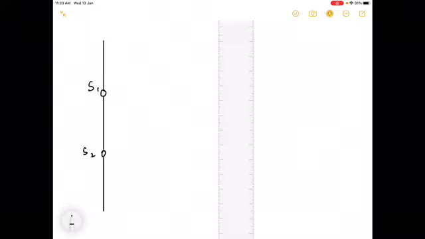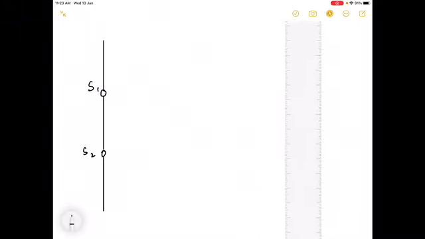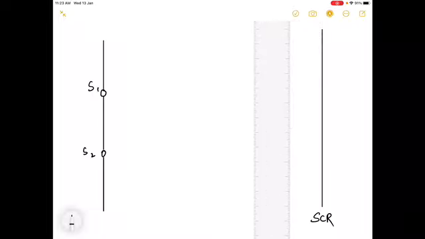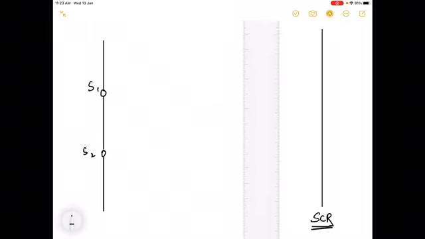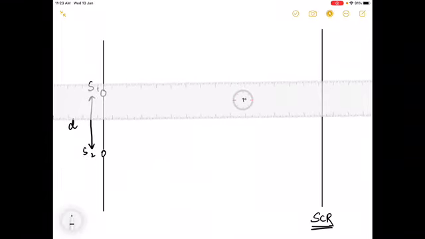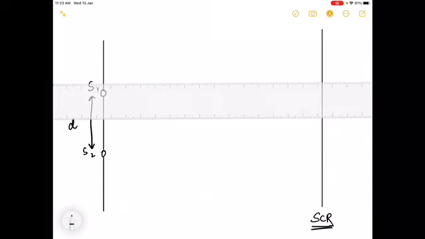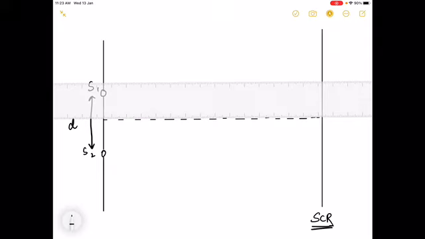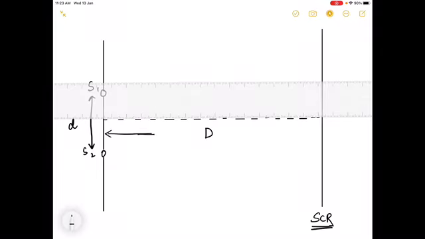Let's say at some distance D, here is your screen. The distance between the S1 and S2 slits is small d. Let me make the in-between distance. So this distance is D, the distance between the slits and the screen.